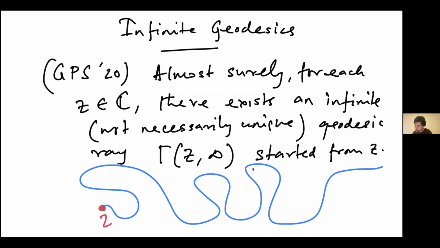So this is a cartoon for that. z is some arbitrary point on the complex plane, and there's going to be some semi-infinite geodesic which goes off to infinity starting from z, and there might be multiple. However, if you fix your z, then almost surely there's going to be a unique geodesic. So let's say if z was the origin, then almost surely in the realization of this metric space, there's going to be a unique semi-infinite geodesic going out from the origin.